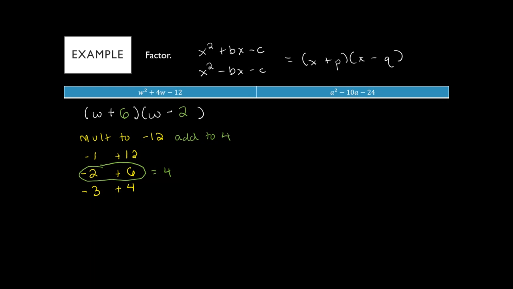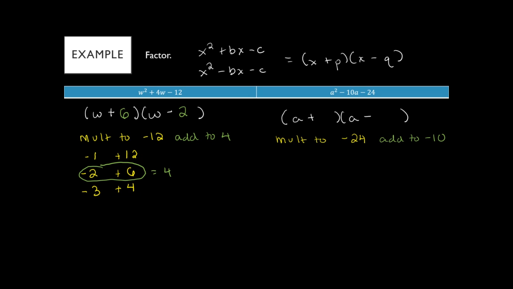Now, if we look at the example on the right, I've got a squared minus 10a minus 24. So I'm going to set this up with the variable a. And again, because they're multiplying to a negative, I've got opposite signs here. So in this case, we're multiplying to negative 24, and we are adding to negative 10.